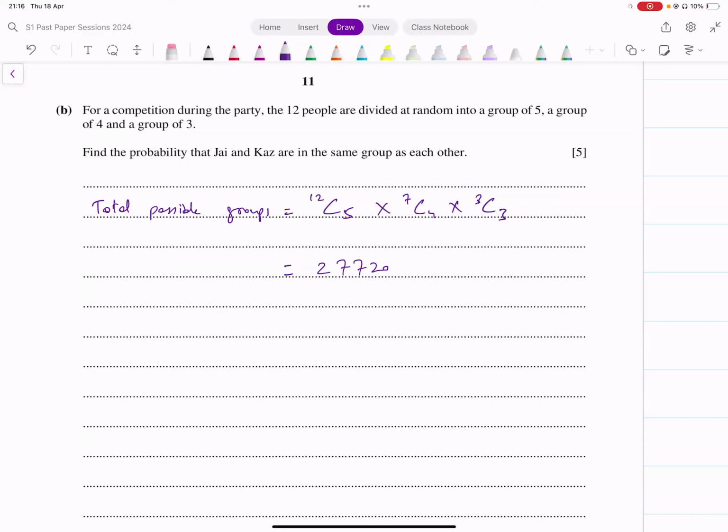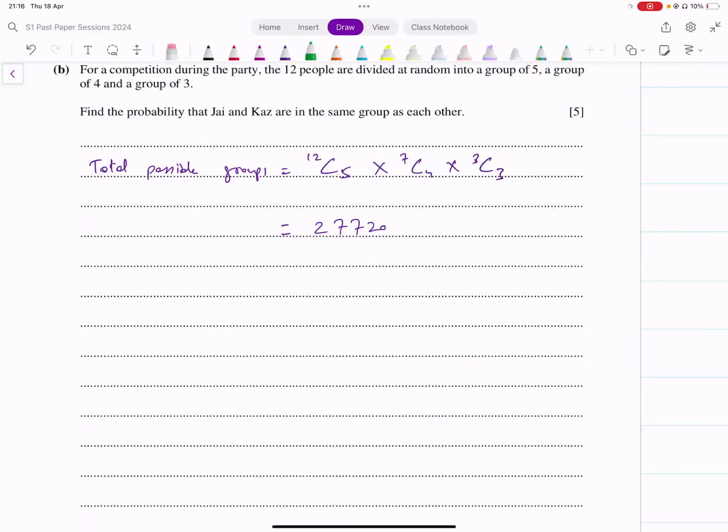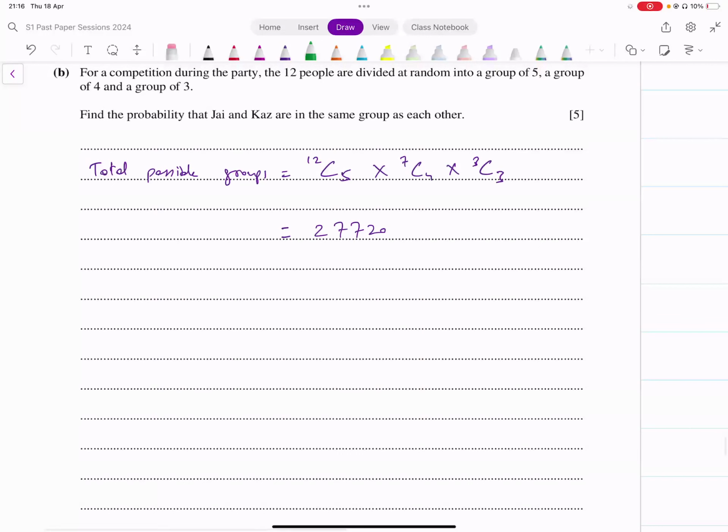Now, what's the probability that J and K are in the same group as each other? Now, we are not given which of the three groups they're going to be in, right? They could be in the group of 3, they could be in the group of 4, they could be in the group of 5. So we have to consider all of those different cases. So one possibility is that they are in the group of 5. If they're in the group of 5, think about it. So let me write it like this. This is a group of 5, then you have a group of 4, then you have a group of 3. You have 3 cases.